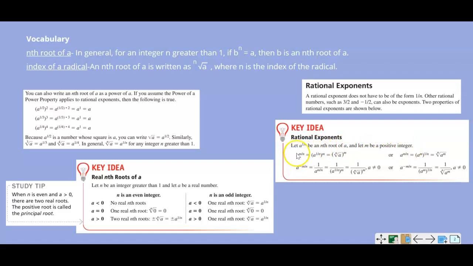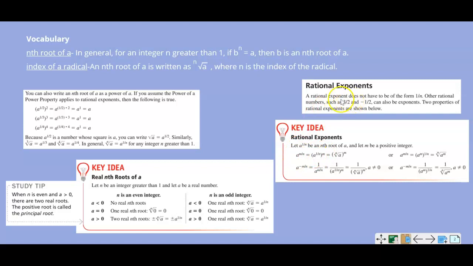So if you have a to the m over n, for example a to the 3/2 power, then that's the same thing as a to the 1 over n. Just like over here, it was 1/2, 2 would be on the bottom. And then m would be your exponent, your power. So a to the 1/2 power squared, that would be like 2 over 2, okay?